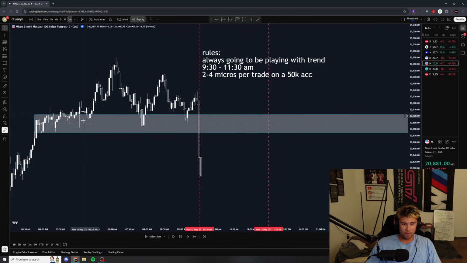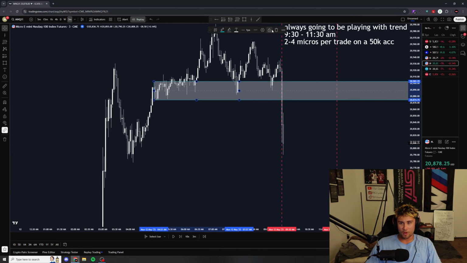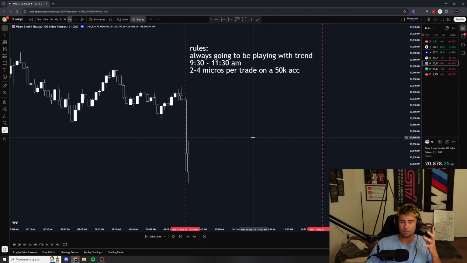Kind of just around this area. Boom, boom, boom, boom, boom, boom. Broke out of it. Now holding below it. Now we also have this low. But right now, I am bearish. You're always going to be looking at pretty much the most recent move.